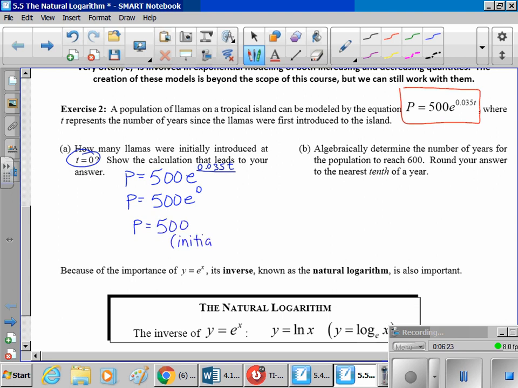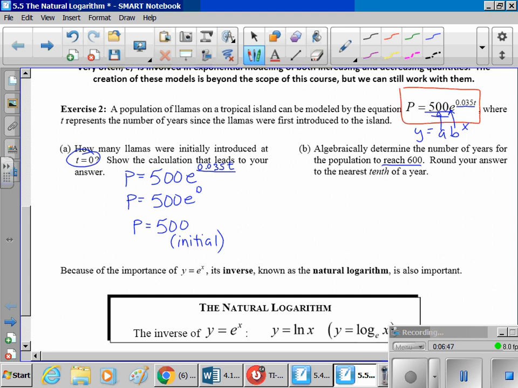So this works very similar to our example before. Remember, this is like y equals a b to the x. So in this case, our a is 500, our b is e, and our x turns out to be our time exponent. Now, algebraically determine the number of years for the population to reach 600.